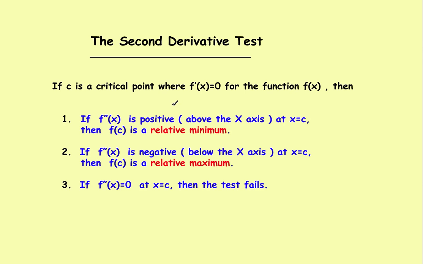Now, you might say initially, well, in a previous video, didn't we use the first derivative test to identify where you have maximums and minimums? And that is true. The second derivative test is just another way of identifying maximums and minimums. In a way, the first derivative test and the second derivative test give you the same information.